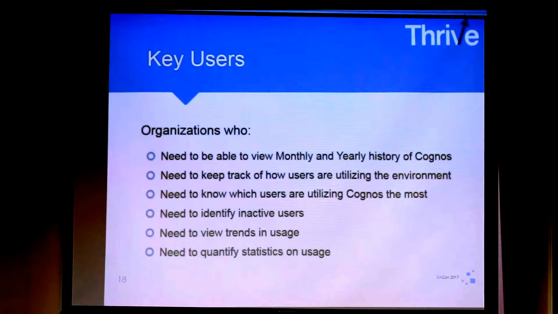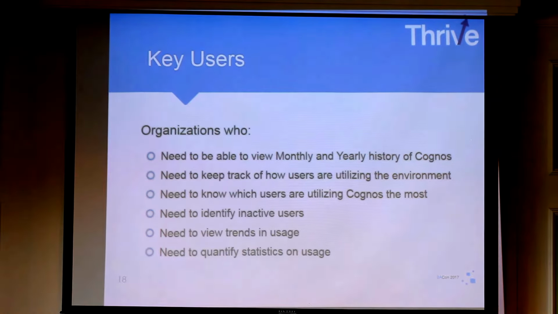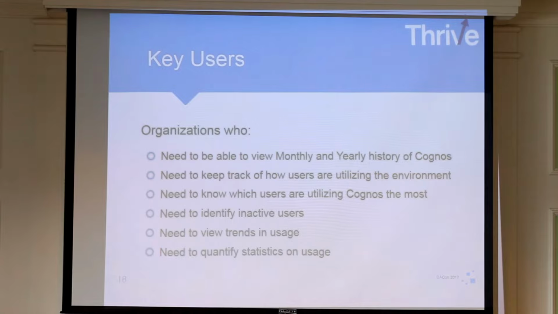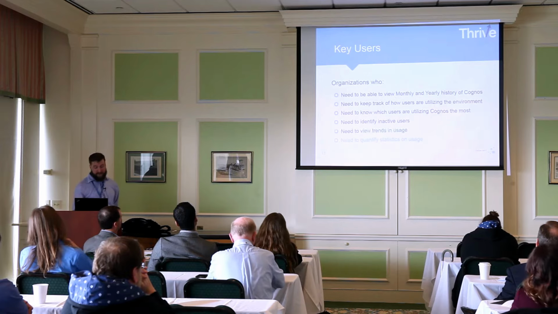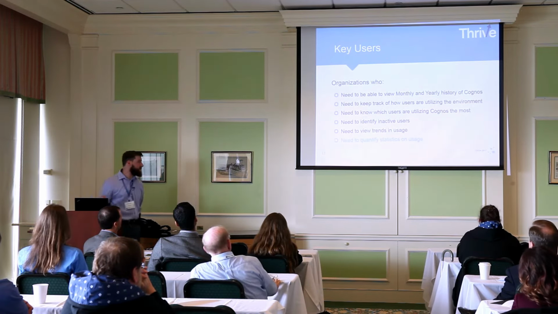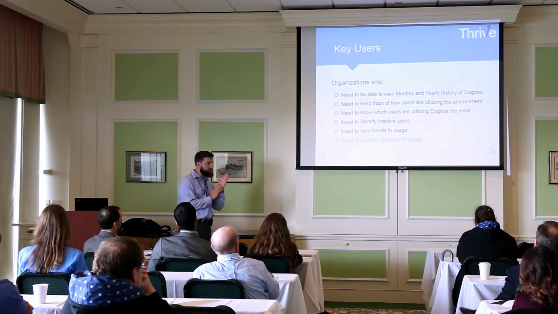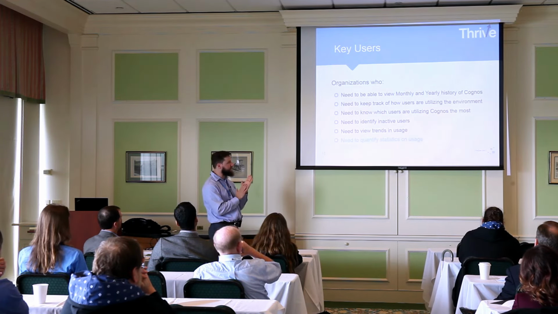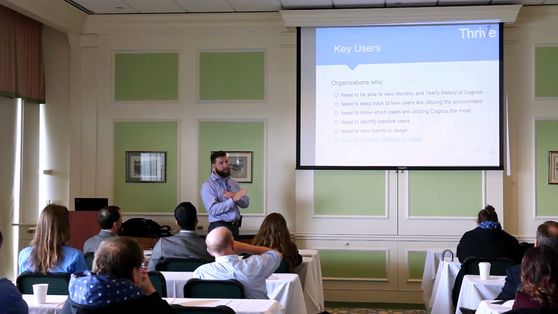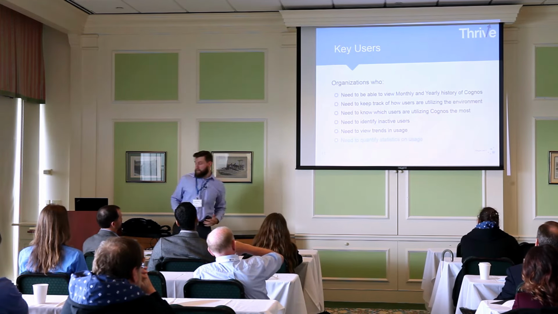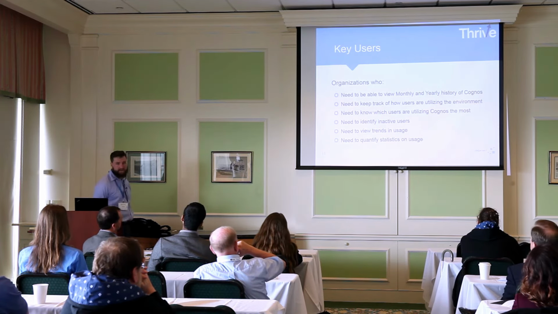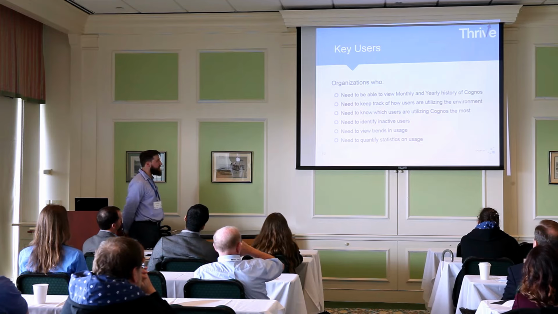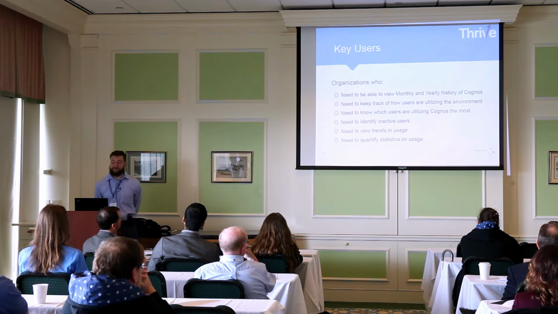Identify inactive users. Identify users that aren't using the system at all, or users that have dropped off the face of the earth in your system. Maybe a few months ago they were using stuff like crazy, and now they're not. See what's going on. View trends in usage. That's like the user adoption dashboard, that trend chart, where you can see how users are trending up or down, or what new users are in the system. And overall, if you need to quantify statistics on usage, you just need to be able to see some numbers of how your system is being used.